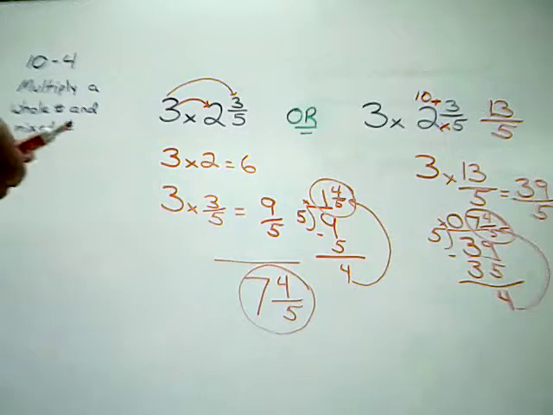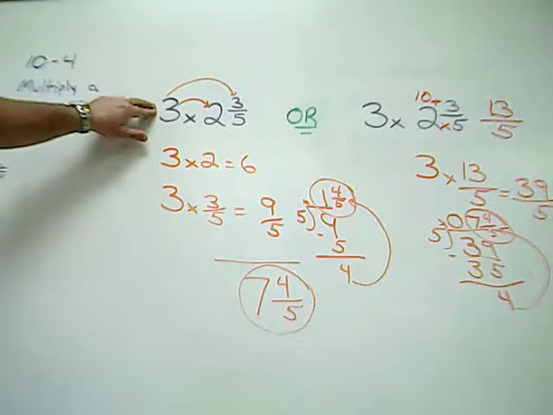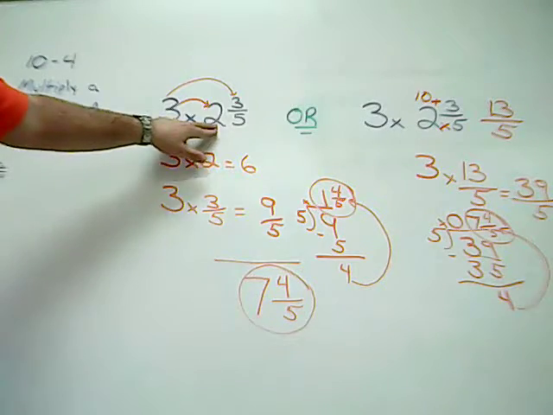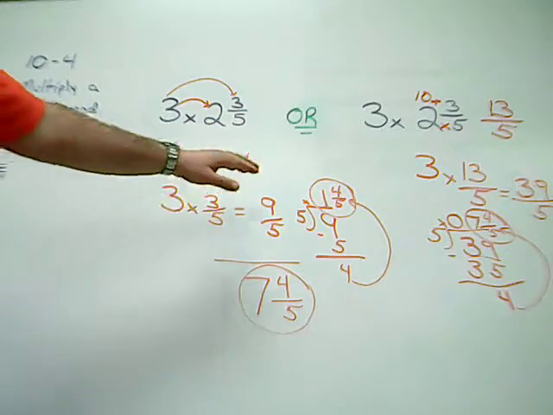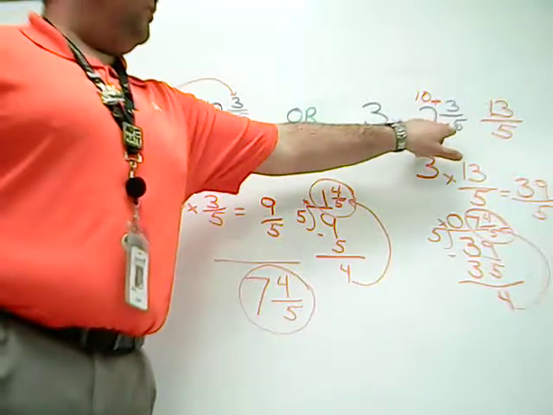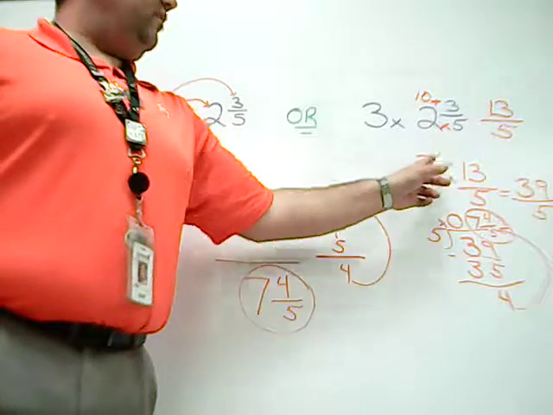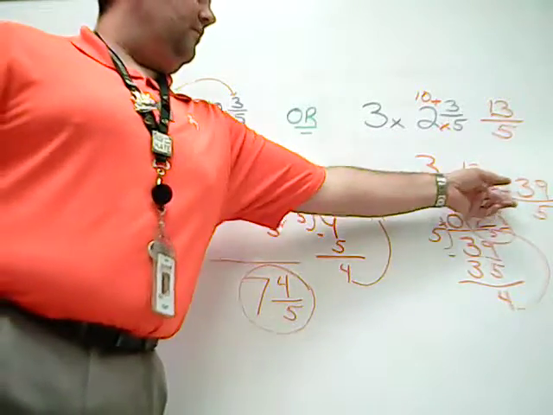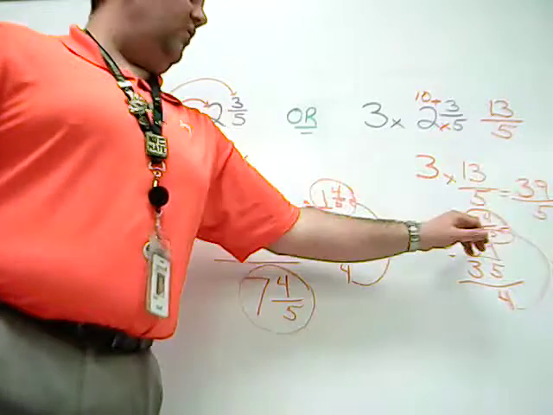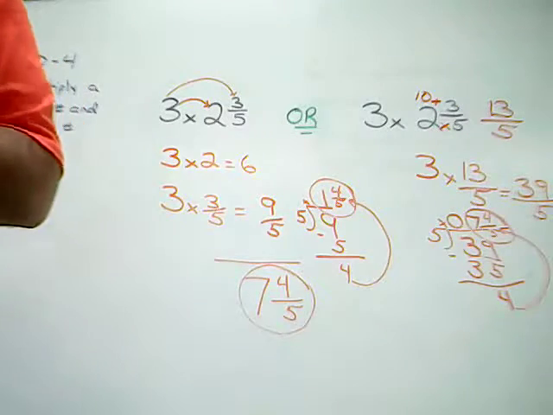So just a quick recap. This one, we distributed our whole number times whole number. Then we did the whole number times the fraction. In this one, we changed our mixed number into an improper fraction right away. Then we did our whole number times our improper fraction, got a larger improper fraction, and did some quick division to come up with the final answer.